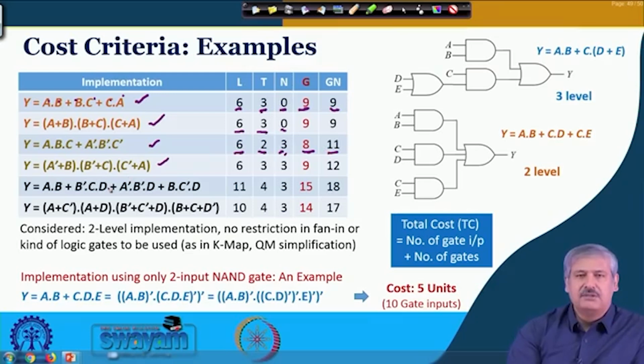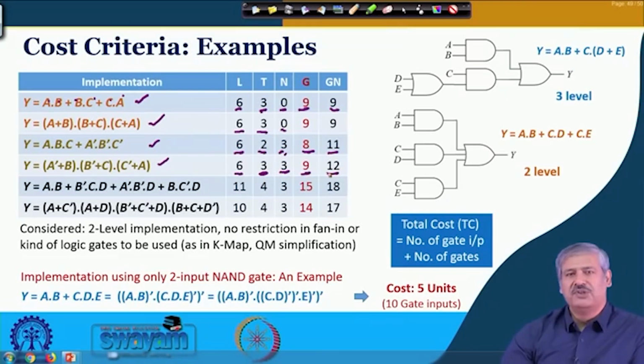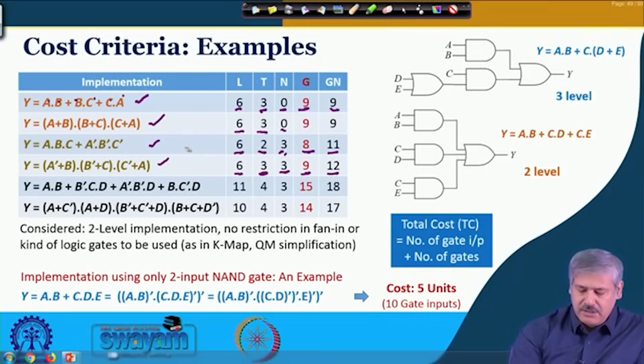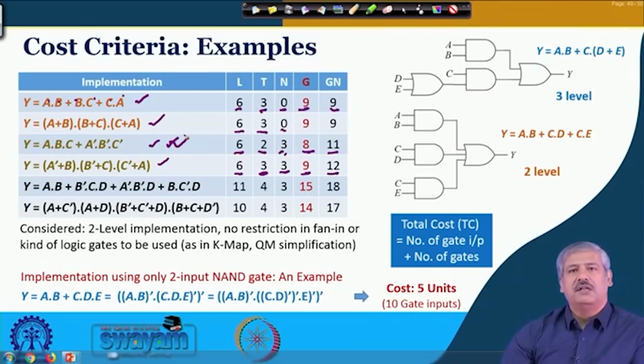And for the other one, the POS realization, we have A prime plus B, B prime plus C and C prime plus A, 3 OR terms getting ANDed. So, 6 is the number of literals, 3 terms are there, and 3 inversions A prime, B prime, C prime are required. So, your gate input cost is 6 plus 3, 9, and this is 12. Of course, now we can compare, and you can say that this one is a less costly realization. Is it okay according to this definition?